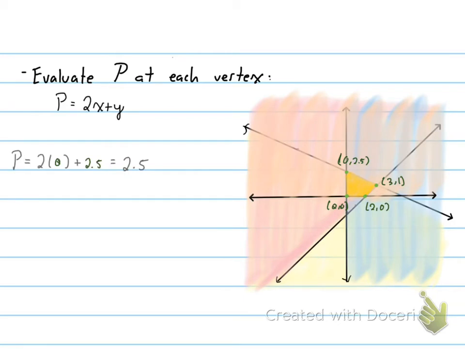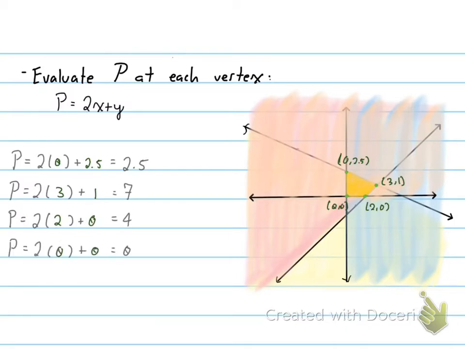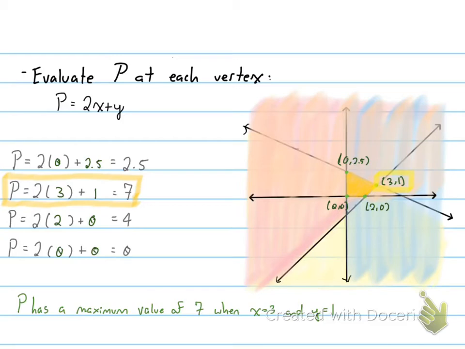So here when I do 0, 2.5, I get 2.5. For the next one, I get 7. The next one, I get 4. And finally, at 0, 0, I get 0. So I see that at the coordinate 3, 1, I get 7, which is my maximum value here. So in conclusion, p has a maximum value of 7 when x equals 3 and y equals 1.